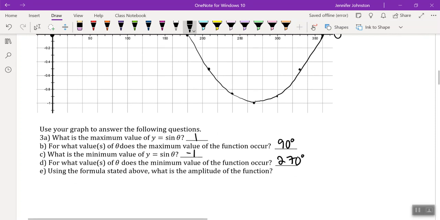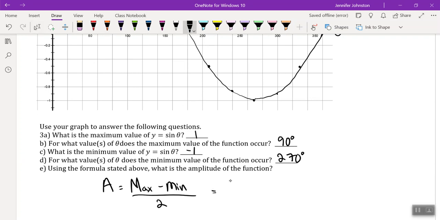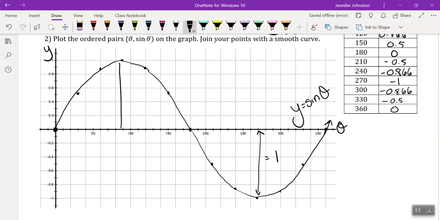And then using the formula stated above, what is the amplitude of the function? All right, the amplitude is equal to our maximum minus our minimum divided by 2. Our maximum is 1, our minimum is -1, and we're dividing by 2. So we get 2 divided by 2 is equal to 1. The span from here to here is 1, how tall this is also 1. So the amplitude is equal to 1.